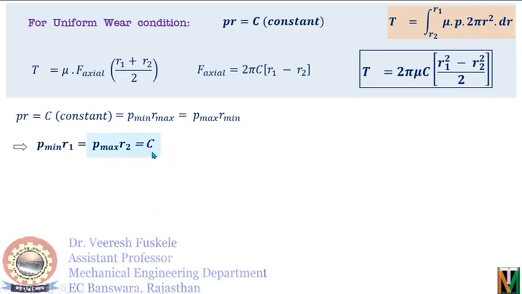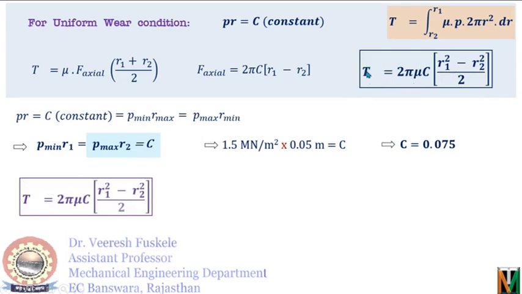So to get C, we'll use this relation. Putting the values of P max and R2, we have P max as 1.5 mega Newton per meter square, that is megapascal, and 0.05 meter. So from here we will get the value of C. You have to just take care of the units. You have to remember what units you are putting here. So accordingly you will get the value of C. Value of C is 0.075. This value we will use in this equation and we will get the value of T very easily as follows.